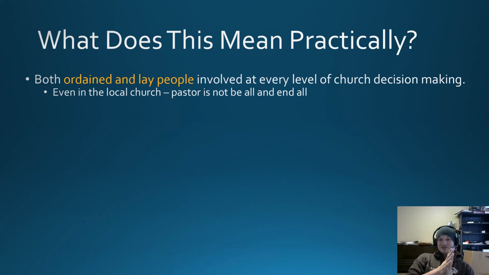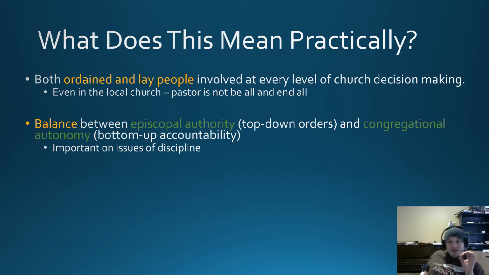Even in the local church, the pastor is not the be-all and end-all. If you look at all our conference boards, you'll find we have lay people and ordained people side by side. This also means that we have a balance between episcopal authority, top-down orders. There are some things the bishops issue from the top of the chain. Like our latest change of our ordination system came from the top down. Pure and simple. Top down. They said, we're not going to ordain that way, we're going to ordain this way now. At the same time, congregational autonomy and bottom-up accountability happen. The bishops can't get so detached from what's going on in the world because the lay people keep them accountable.